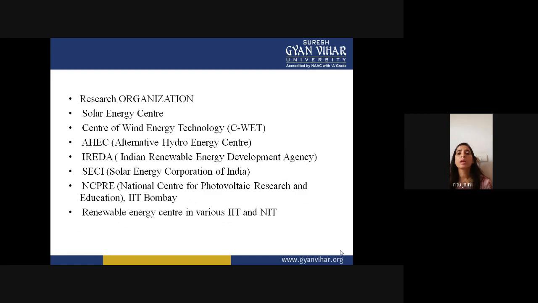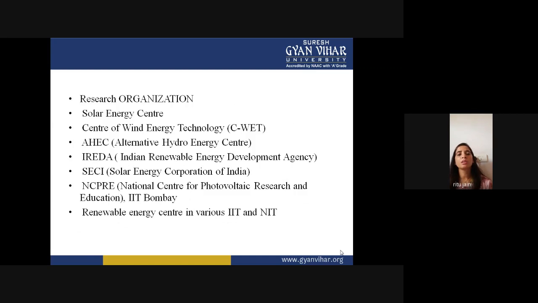So there are some research organizations which are working towards renewable energy sources. One is the Solar Energy Center. Second is the Center of Wind Energy Technology. Third is the Alternative Hydro Energy Center, that is AHEC. Fourth is IREDA, the Indian Renewable Energy Development Agency. SECI, which is working in solar energy, is the Solar Energy Corporation of India. Next one is NCPRE, the National Center for Photovoltaic Research and Education, IIT Mumbai. And various centers are working in the IITs and NITs, which are renewable energy centers. So there are many organizations working towards renewable energy resources.